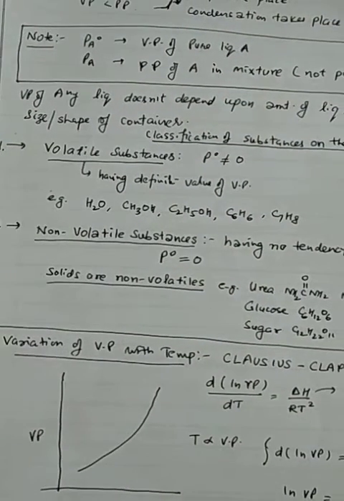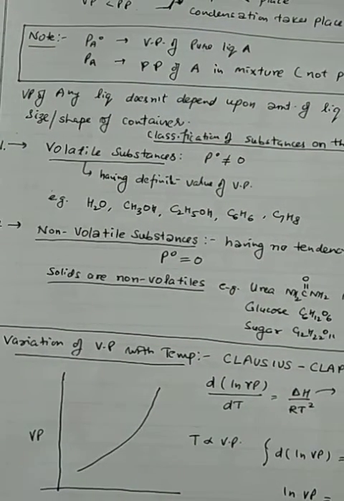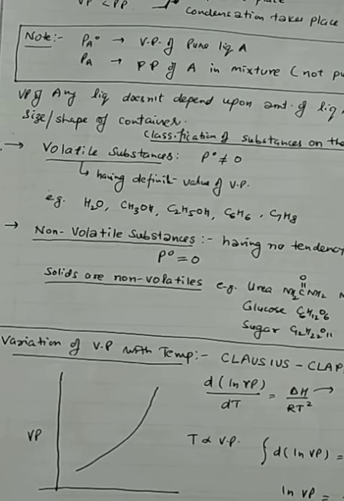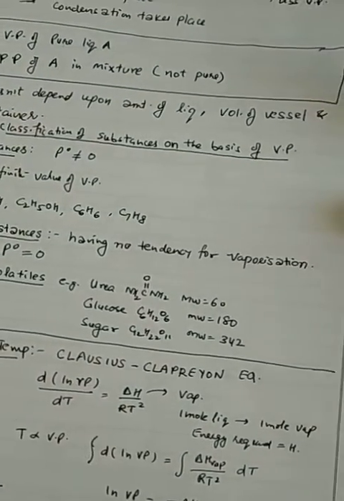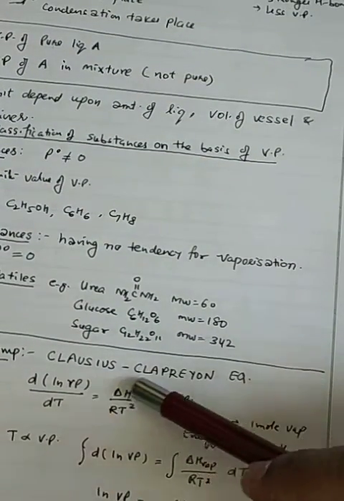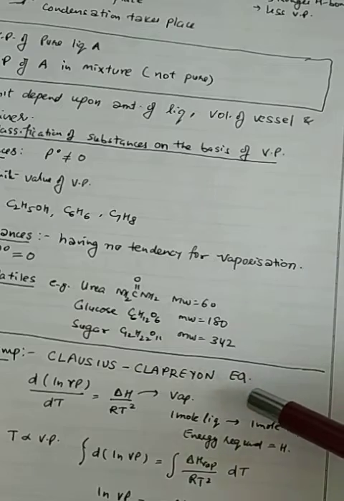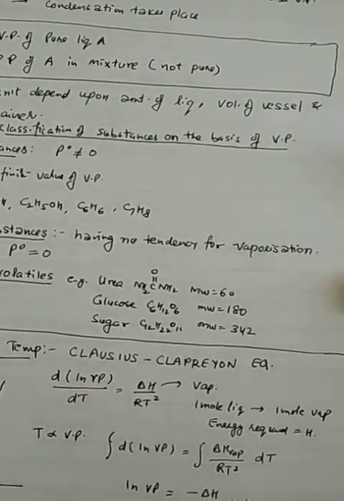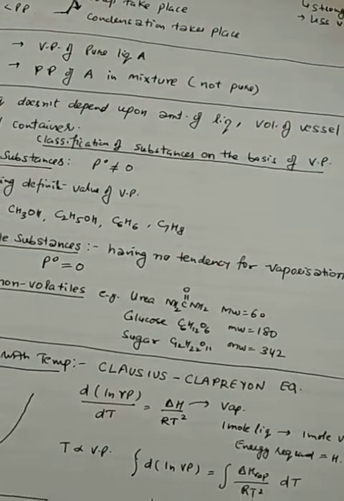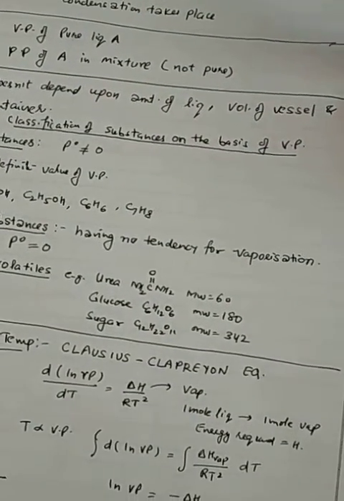Next is the variation of vapor pressure with temperature. Generally when we increase the temperature, the vapor pressure will increase. This variation is given by the Clapeyron equation. No need to do the derivation, you just must know the equation, how these are related.